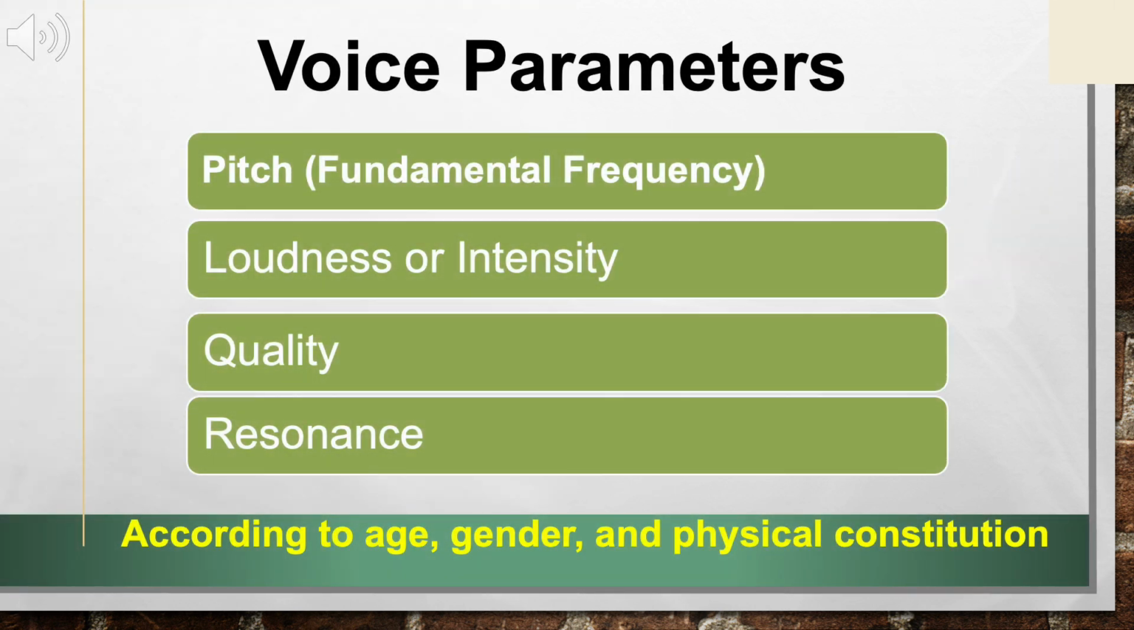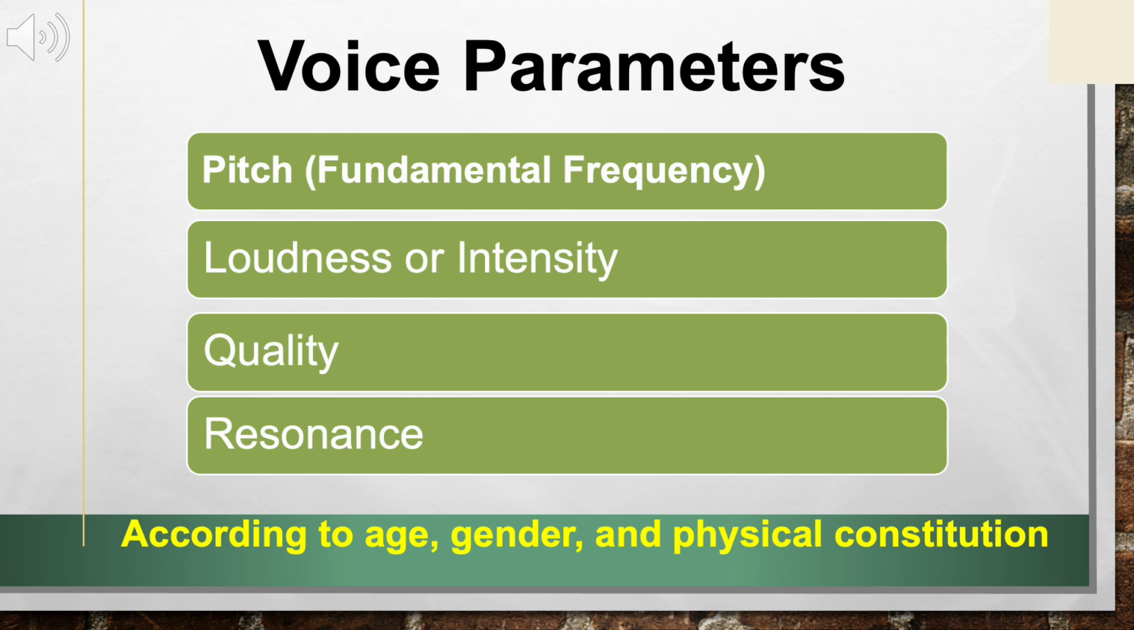Voice parameters are the measurable features used to assess and describe vocal quality, function, and health. The main voice parameters include: 1. Pitch, fundamental frequency, perceived as how high or low a voice sounds, related to the rate of vocal fold vibration. 2. Loudness, intensity, the volume of the voice, influenced by subglottal pressure and vocal fold closure.